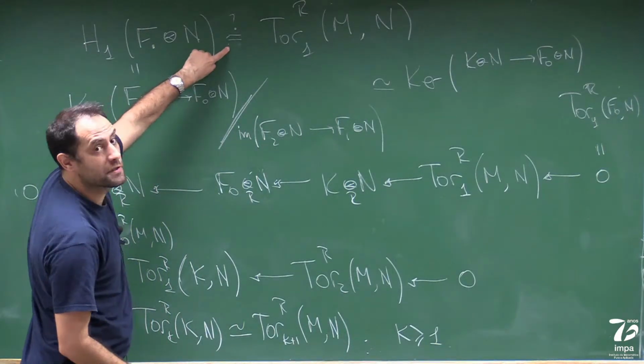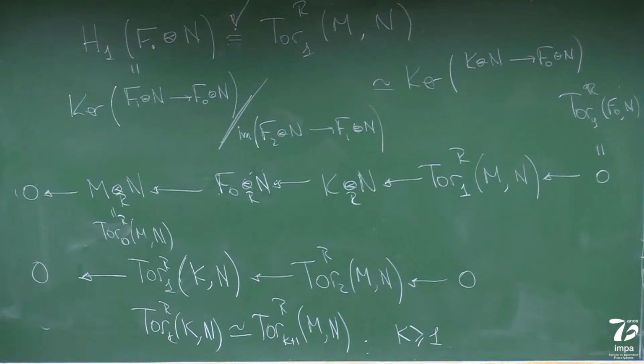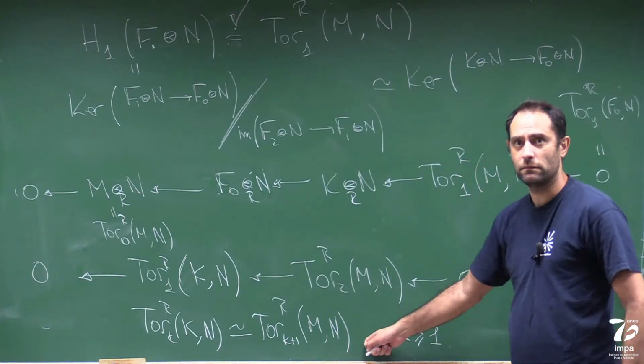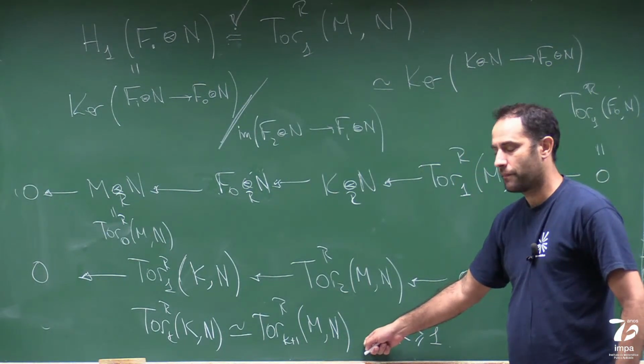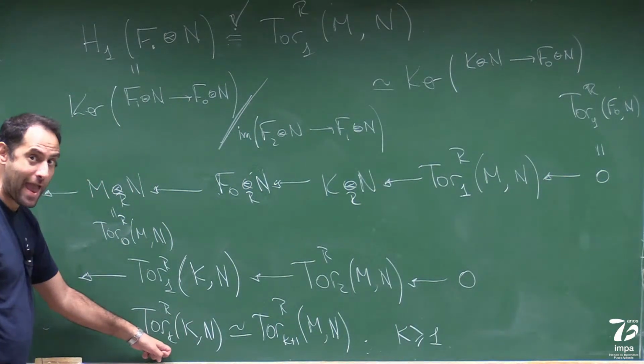So this isomorphism is checked. And now I can exploit these ones, because those I have for free for k bigger or equal than 1. So for k bigger or equal than 1, starting from Tor 2 of M and N, now I know that this is the same thing as Tor k of K and N.